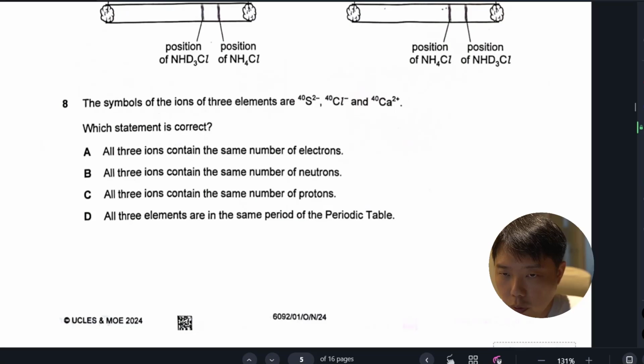Okay, so for question 8, you will probably need to refer to your periodic table. They are asking which statement is correct. All three ions contain the same number of electrons. So if you look at the periodic table, you realize that sulfide, S 2 minus, would have 18 electrons, chloride also 18, calcium 2 plus also 18. So A is actually our correct answer. If B, it contains the same number of neutrons, let's see.